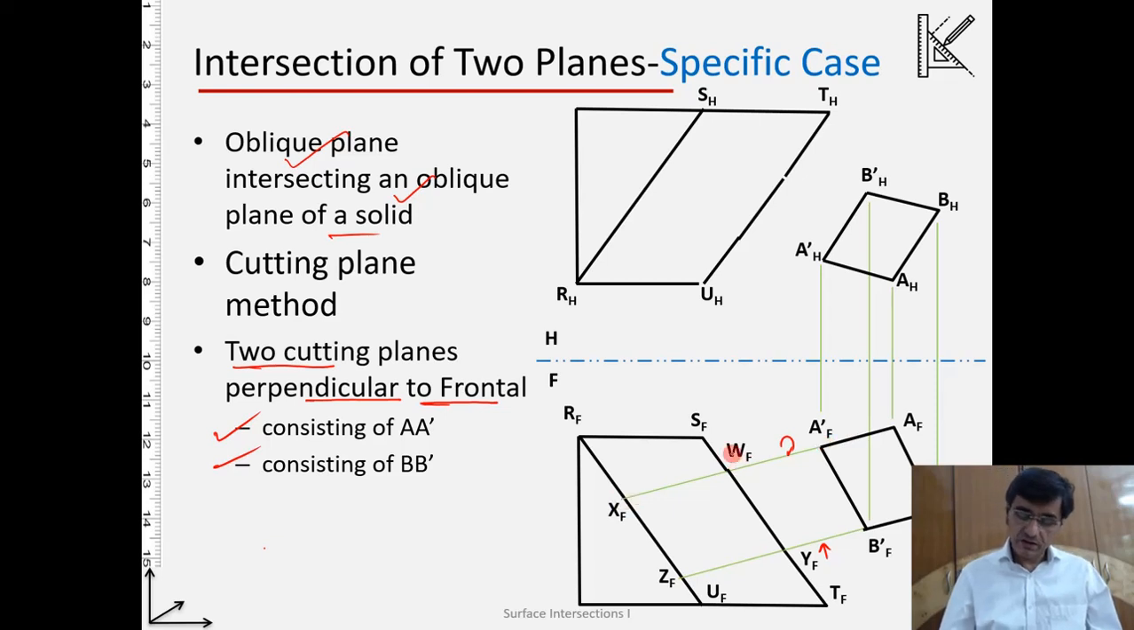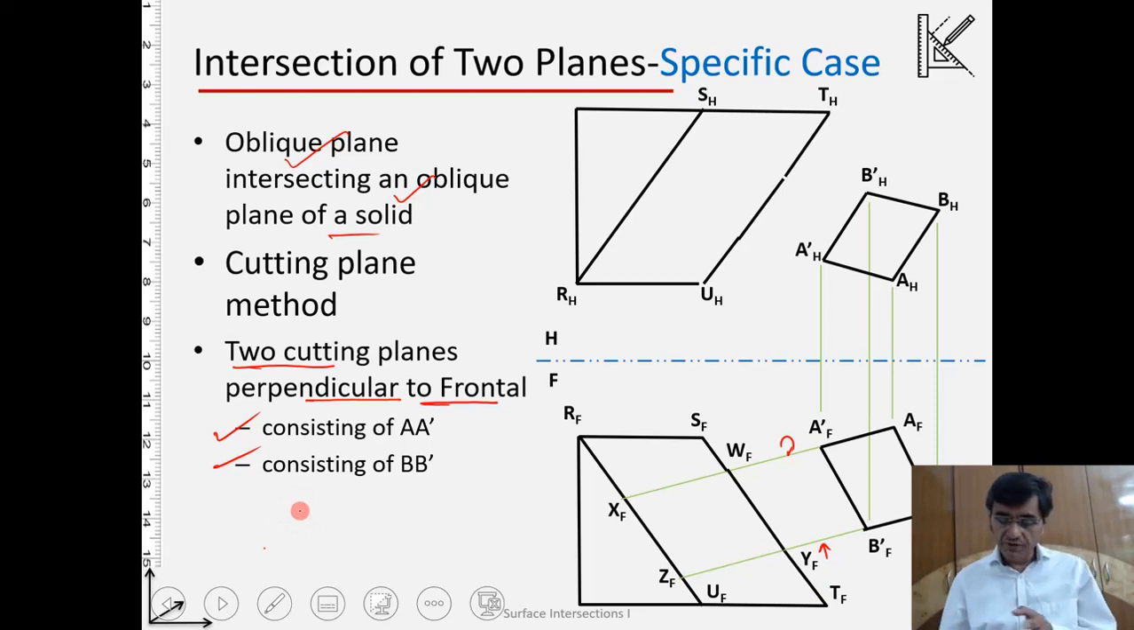Similarly, for ST, the corresponding point is W, and the cutting plane which consists of the line B dash is cutting the side RU at Z and side ST at Y. And what we are seeing over here is the frontal projection of all these. So these are the frontal projections of those points, which are the points of intersection of the cutting plane with the given oblique plane or its sides. That part should be very clear.